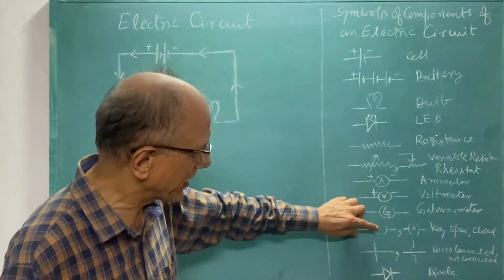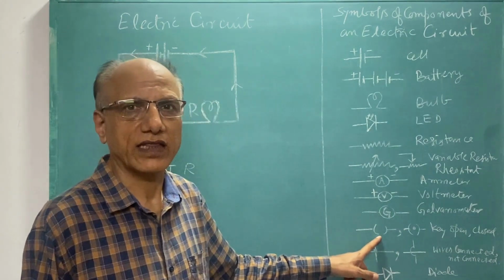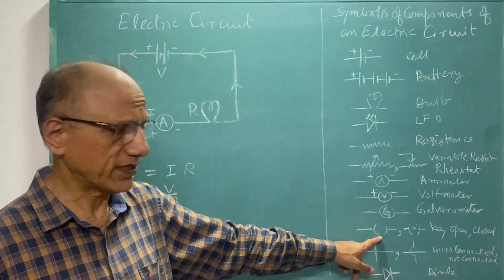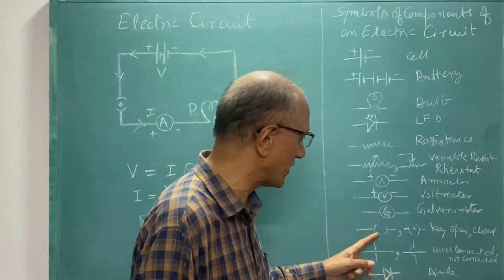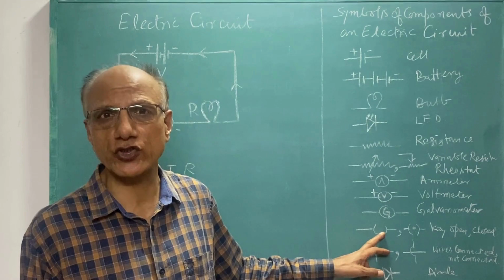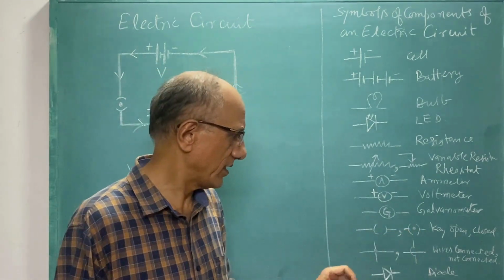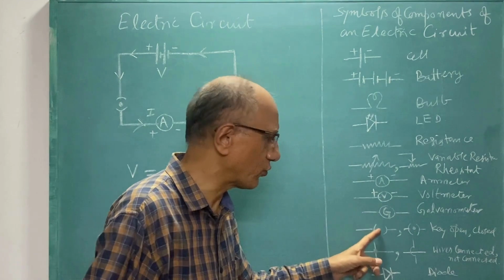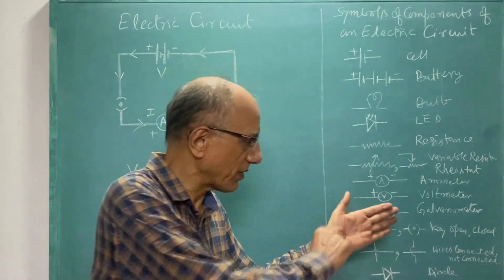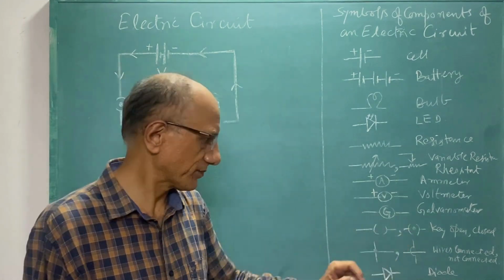Now this is a key, and this is also a key. This is the key in the open state, and this is the key in the closed state, that means this is the switch off and this is the switch on. Here the plug is not inserted, so it is not closed, there is no connection, and here the plug is put inside, then it is closed.